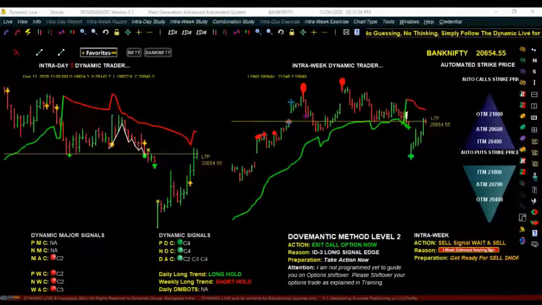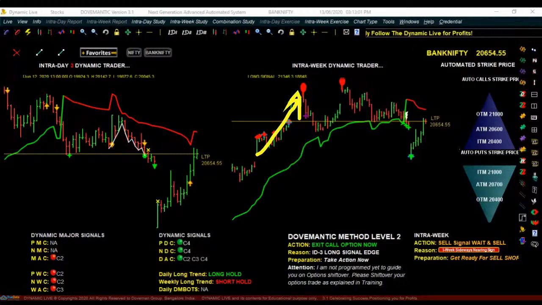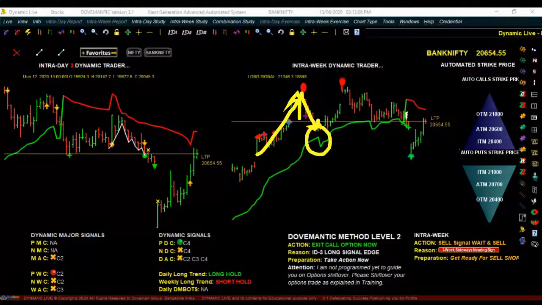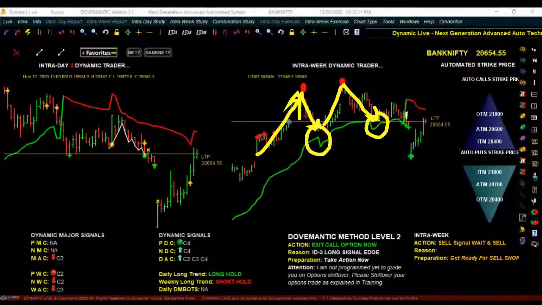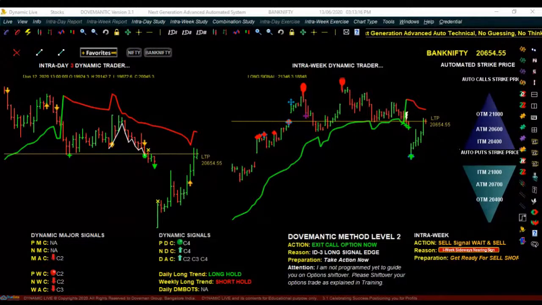And then we have this long signal edge point. You can see here the price has been increasing. At some point it starts coming down, comes closer to the long signal here. Once again it reverses, touches this long signal here, and then again there is a small reversal. So this is the way we call these points.